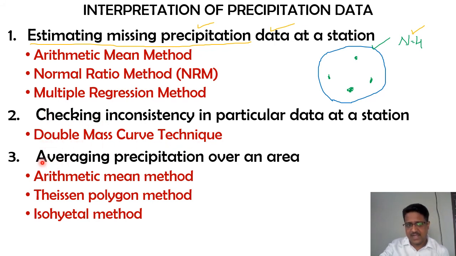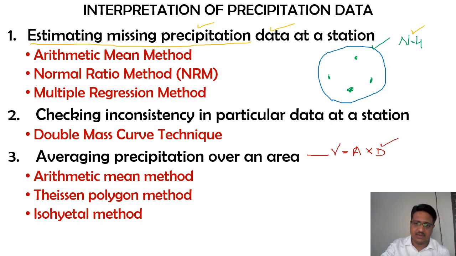And ultimately the last one will be average precipitation over the area. In this third section, we need to calculate the total volume of rainfall that is occurring. For that volume, what will be your formula? Effective area of each rain gauge station into the depth of rainfall collected by the rain gauge stations.